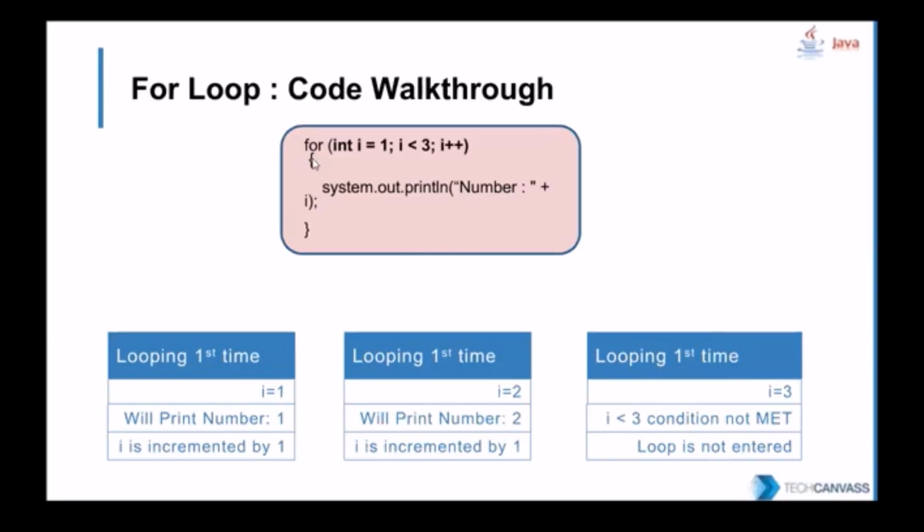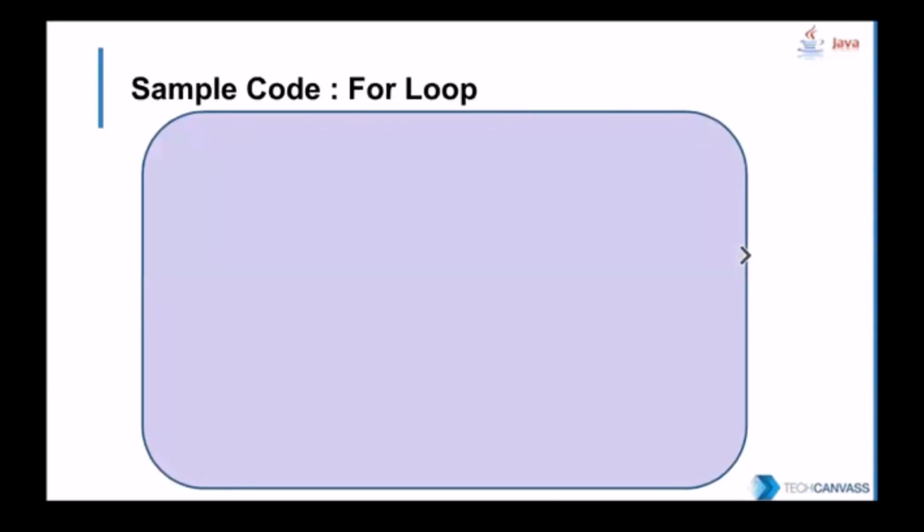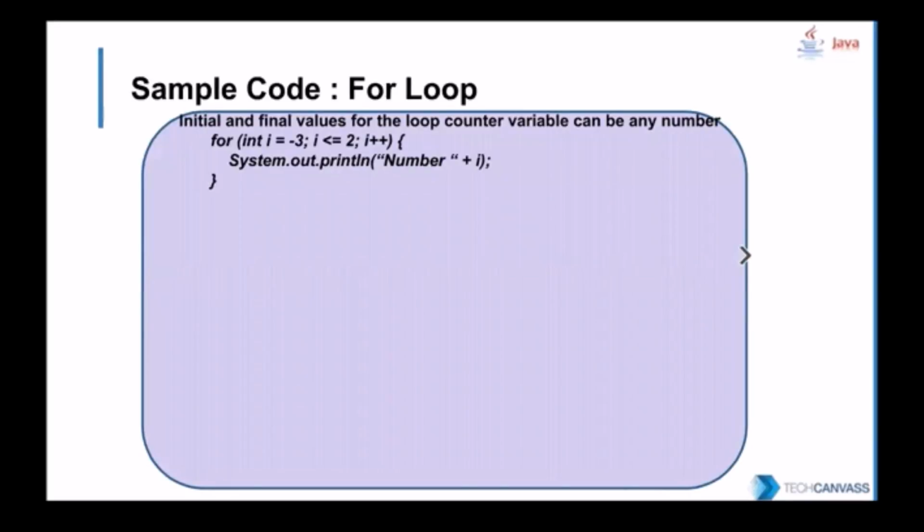When we say loop is not entered, this code block between the curly braces will not be executed. Whatever is after this ending curly brace would be executed. Okay. I mean, that will be the regular code flow. But inside the curly braces, we have system.out.println number I. That block will not be executed.